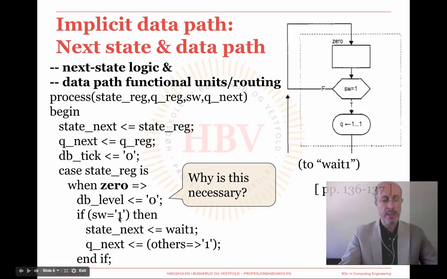You will notice that the VHDL description of the actions required in each state is simply a direct replica of the actions that are specified in the corresponding ASMD chart block. So in this case, we start by setting the db level output to 0, since the state box in this state asserts no outputs.